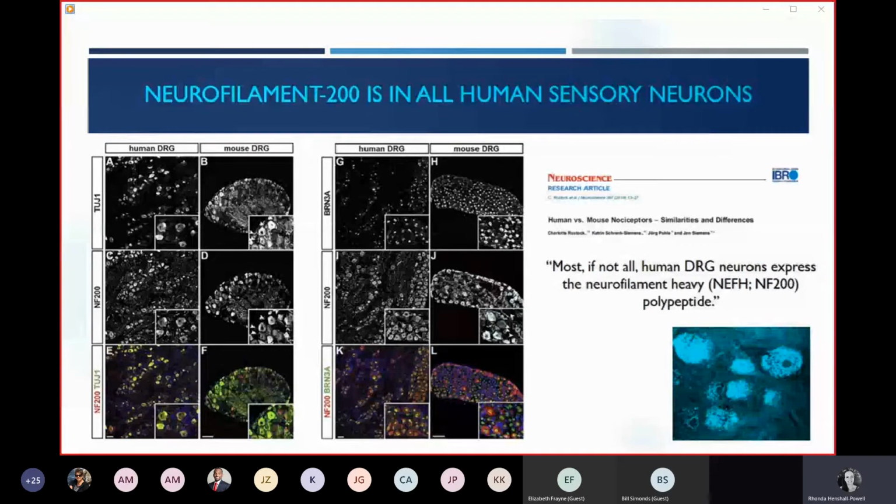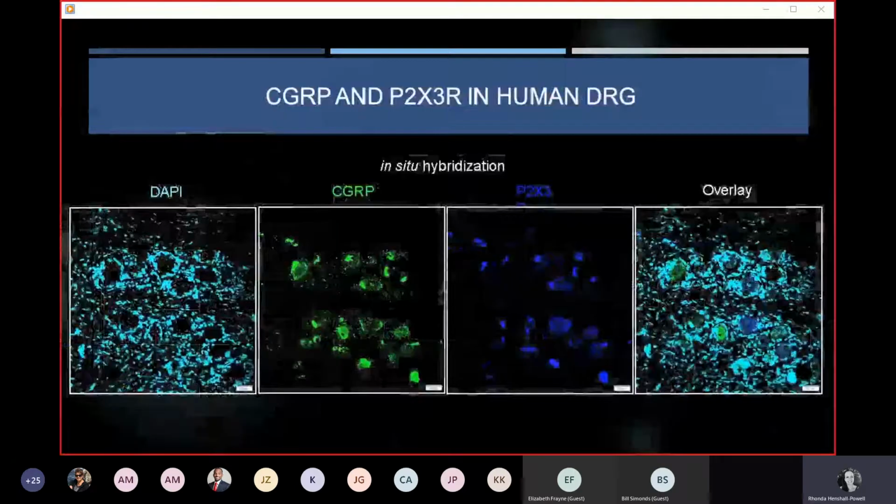Me starting these experiments and not having read this paper yet, I also did the same type of experiment where I stained human DRG with neurofilament, this panel on the right in cyan, and I saw neurofilament 200 staining in all sensory neurons. So right off the bat, we have a specific histological marker in mouse that's no longer working in human.